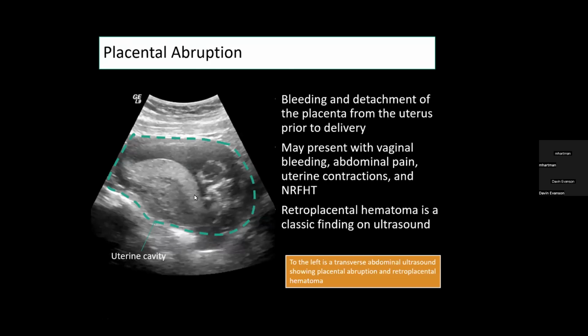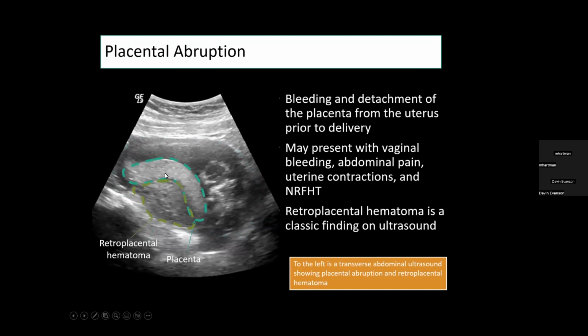Abruption, painful bleeding during the third trimester. And we have a nice diagram there. Here's our placenta, and there is an echogenic collection behind that, retroplacental hematoma.